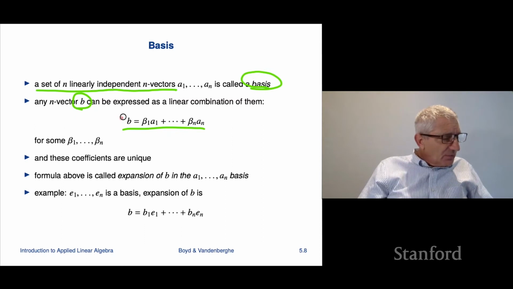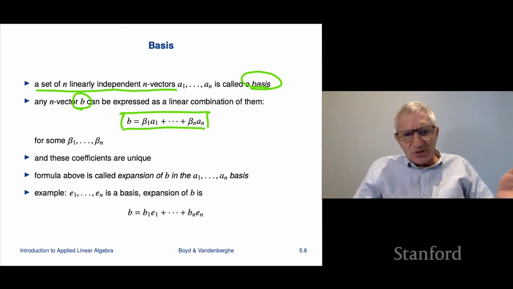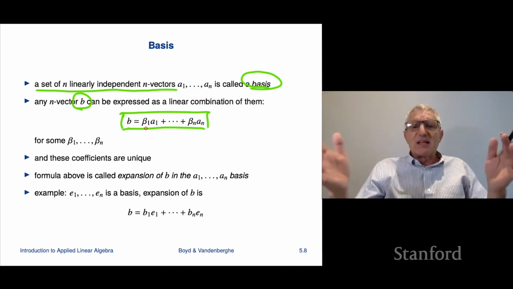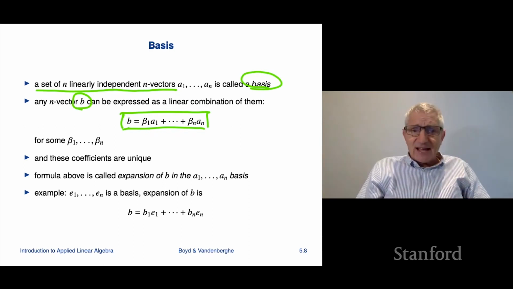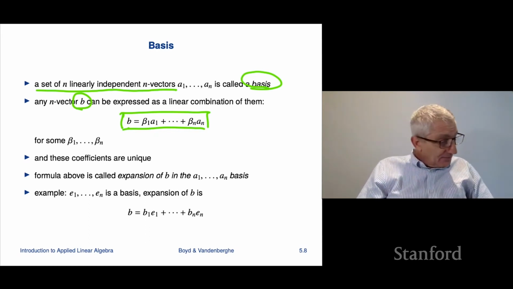Now, this formula here, in that context, when A1 up to AN is a basis, is called the expansion of B in the A1 through AN basis. Expansion makes sense: we're taking B and writing it as a linear combination, and the old 19th century term for that is the expansion in the A_i basis.